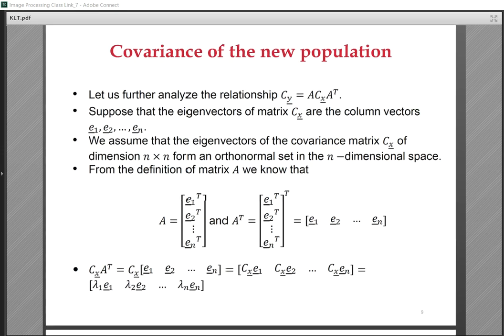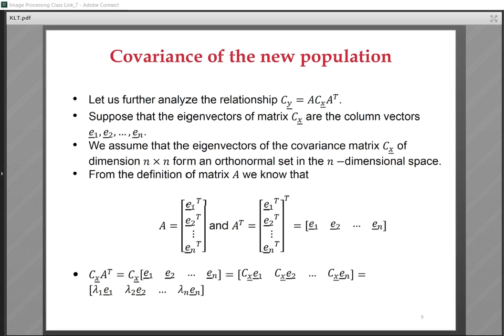Firstly, we calculate Cx A transpose. That means Cx times E1, E2, En, which gives Cx E1, Cx E2, and Cx En. From the first definition of eigenvectors and eigenvalues, we had Cx E equals lambda E. This is the definition of eigenfunction, eigenvalue and eigenvector: Cx E is lambda E.